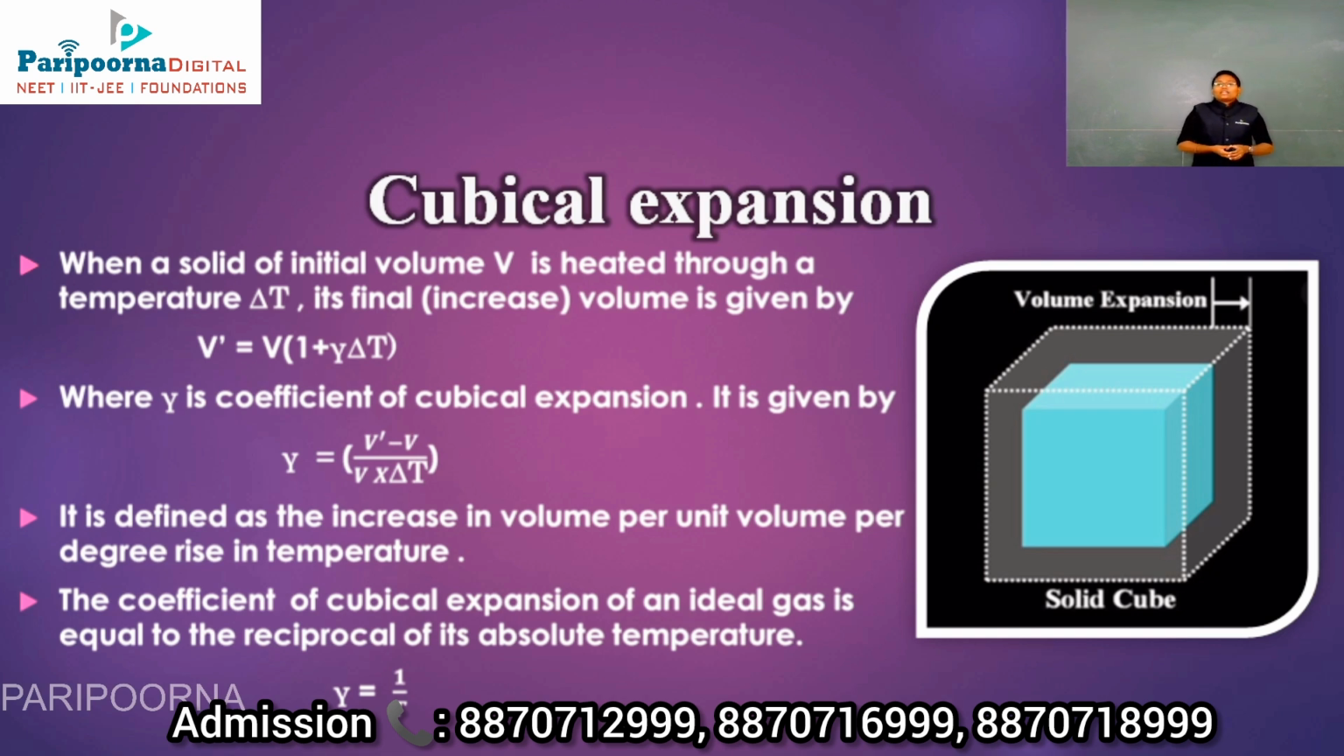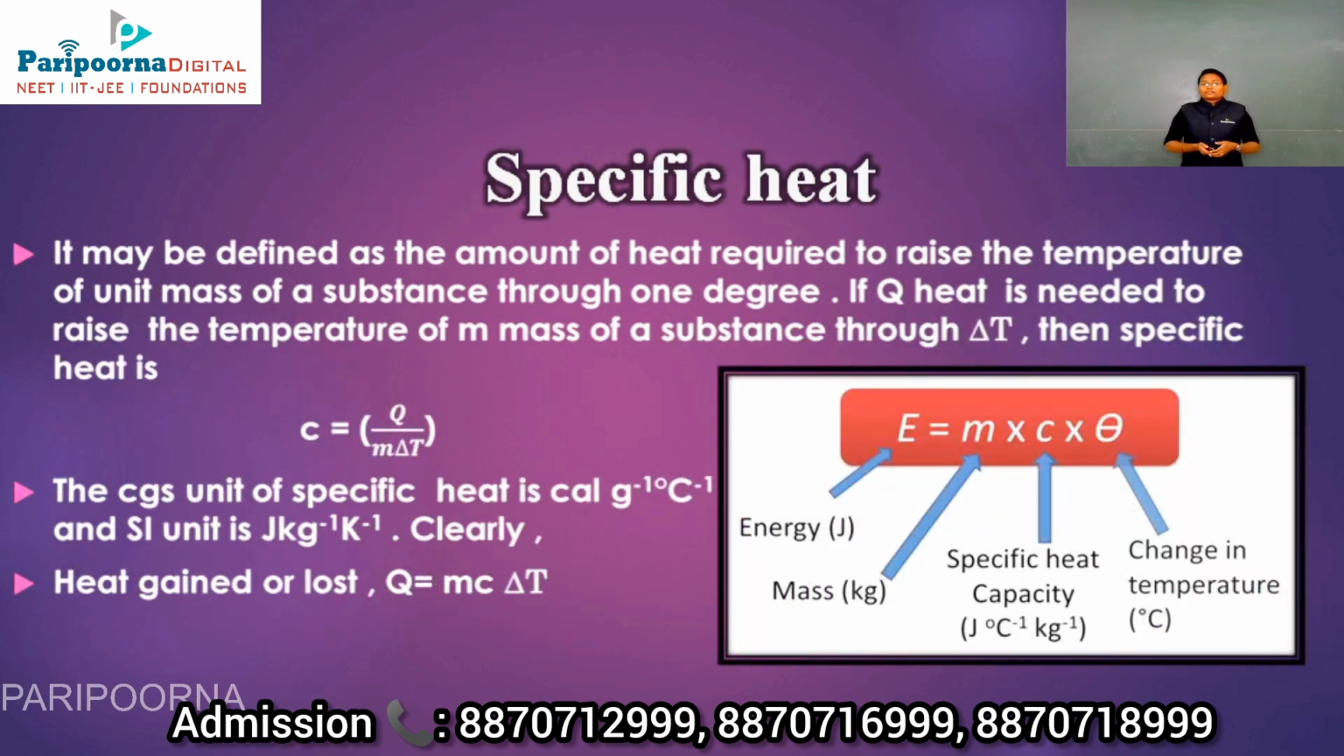temperature. Therefore, the coefficient of the cubical expansion of an ideal gas is equal to the reciprocal of its absolute temperature. Therefore, it can be written as gamma is equal to 1 by T.